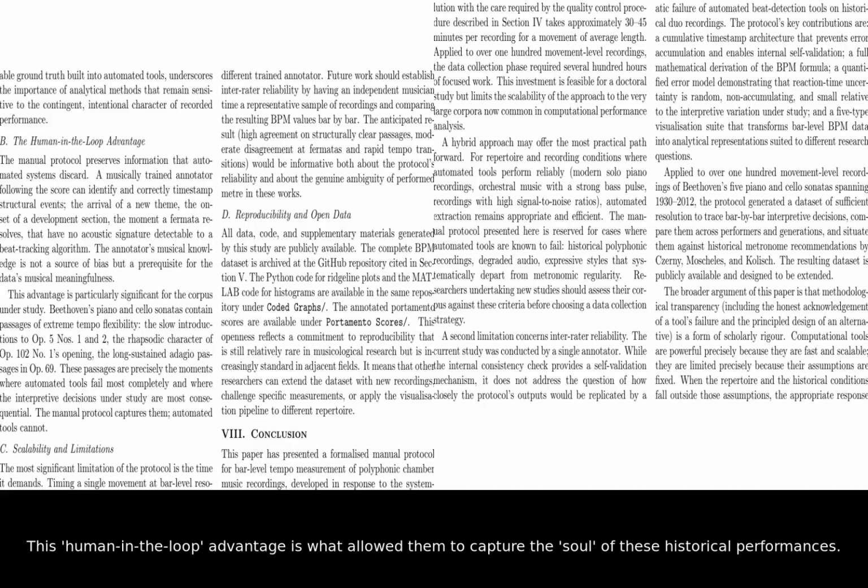This human-in-the-loop advantage is what allowed them to capture the soul of these historical performances. It proves that methodological transparency is a form of scholarly rigor, even when it involves manual work.